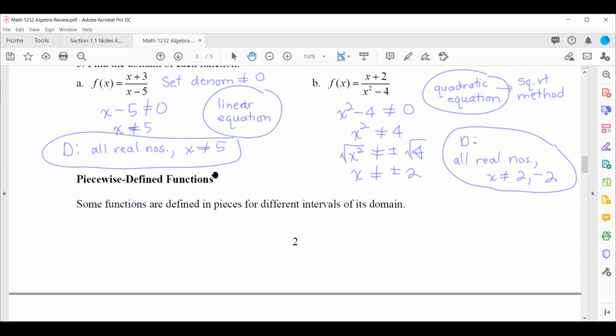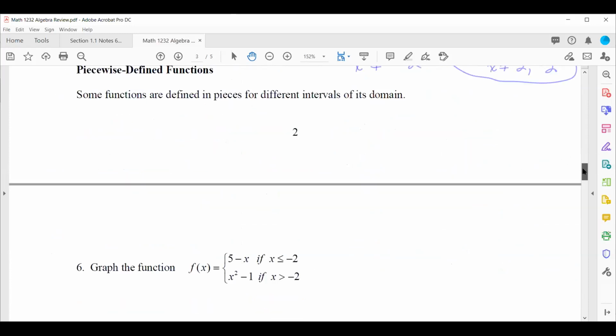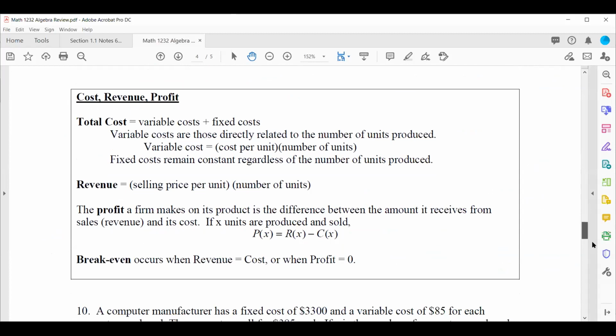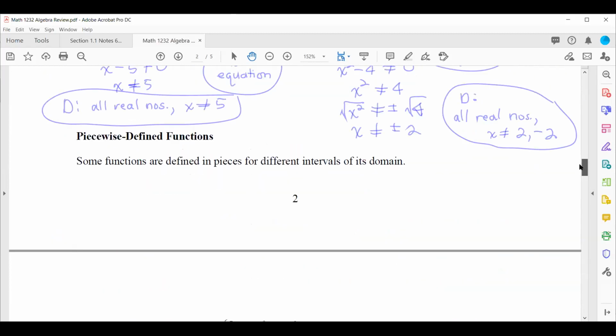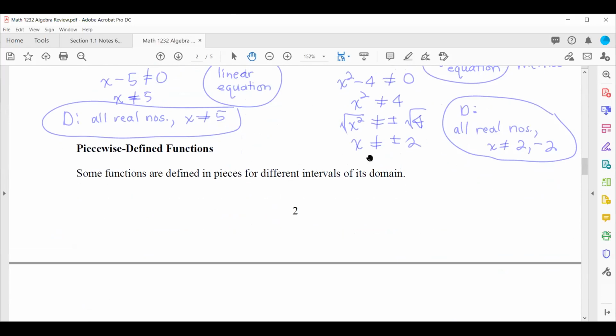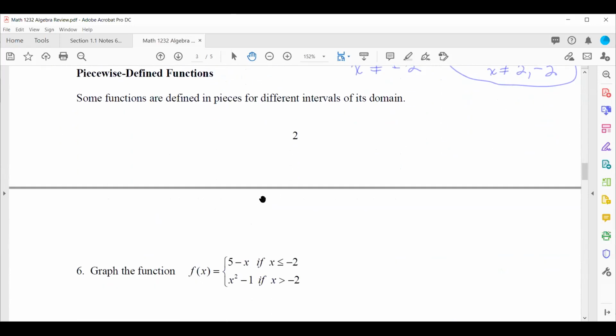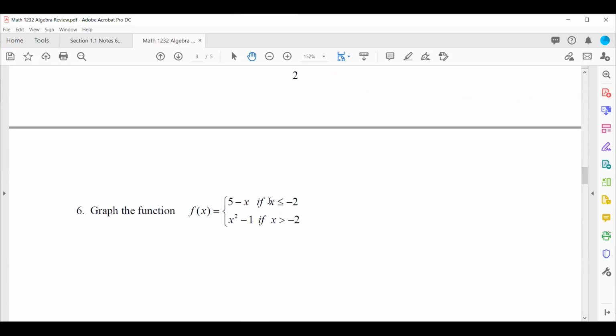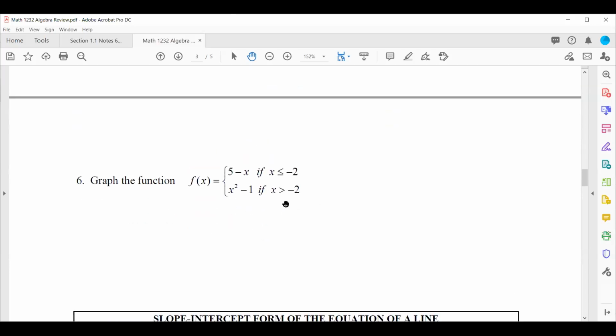All right. Okay, piecewise defined functions are next. All right, so piecewise defined functions are just that. They're functions that are defined in pieces for different intervals of the domain. Here's an example of what one looks like. So this is asking us to graph the function. That's all I'm asked to do.